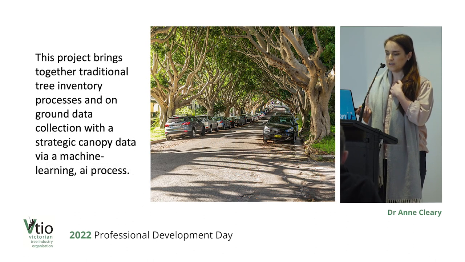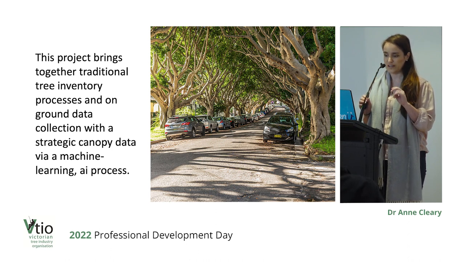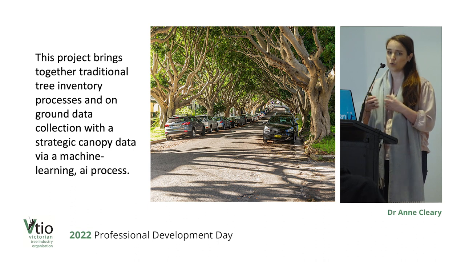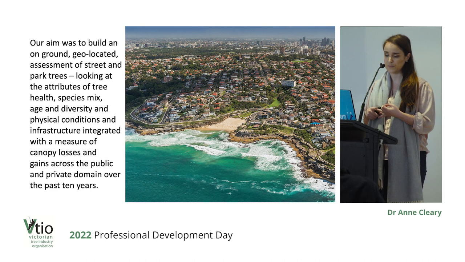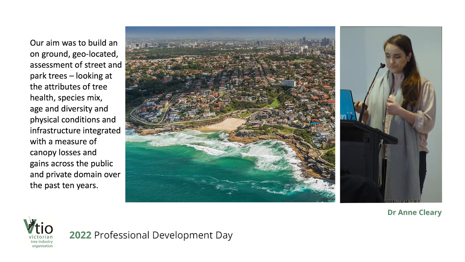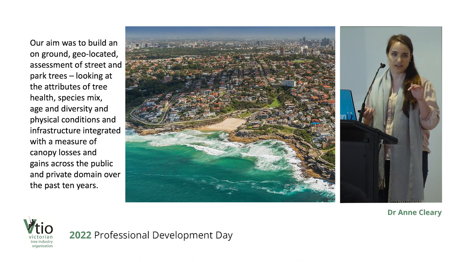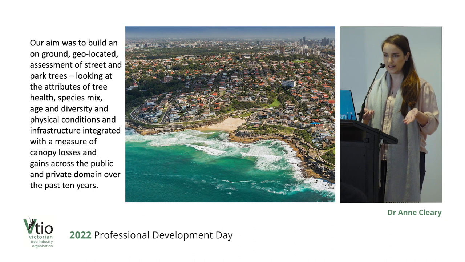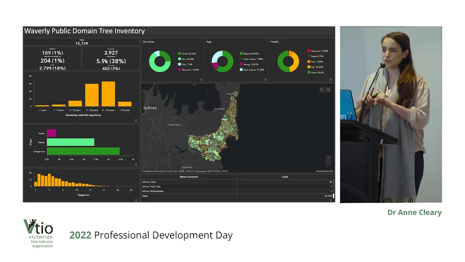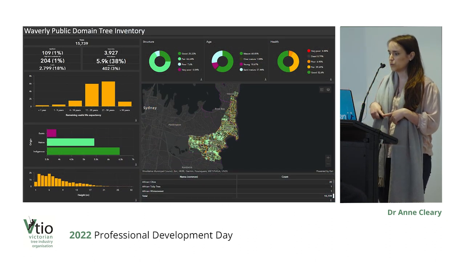So we wanted to build this on-ground geolocated assessment of street and park trees that looked at a wide range of attributes of street trees: tree health, species mix, age, diversity, the physical condition, and the surrounding infrastructure. This sounds like a lot of jargon on a slide, so I'll show you what that actually looks like. It's basically a bespoke dashboard that we developed.